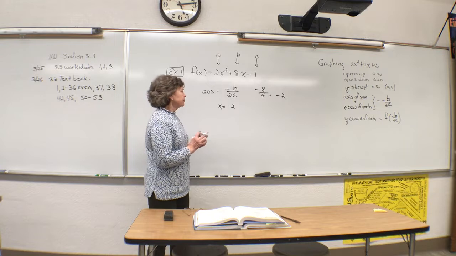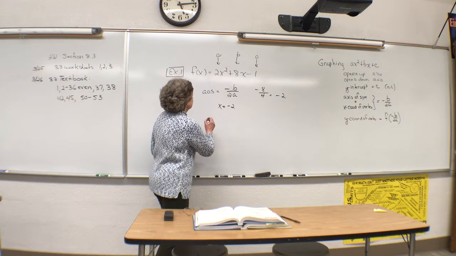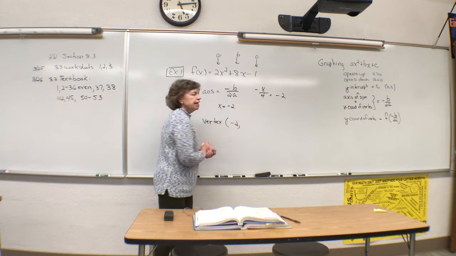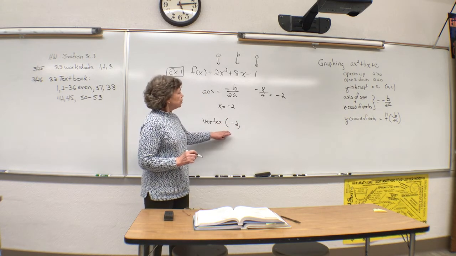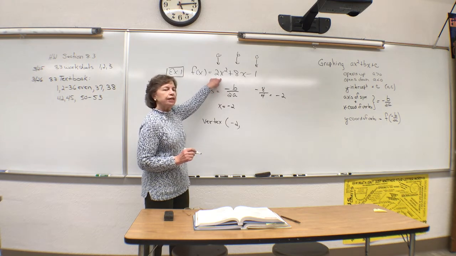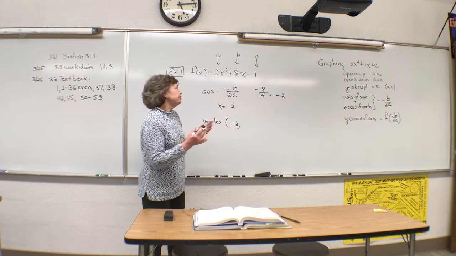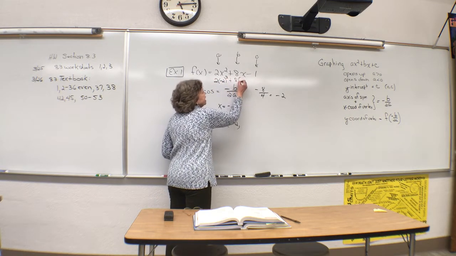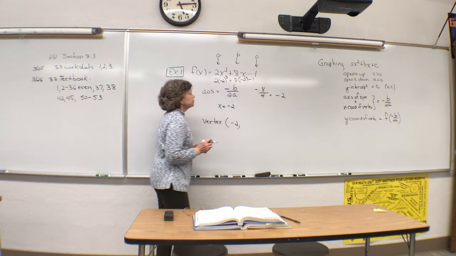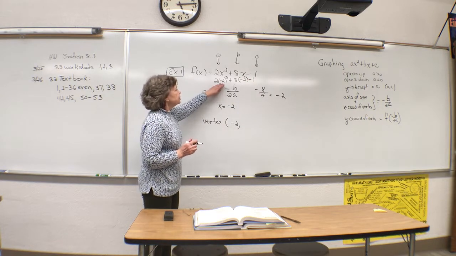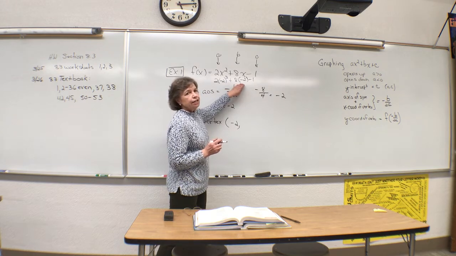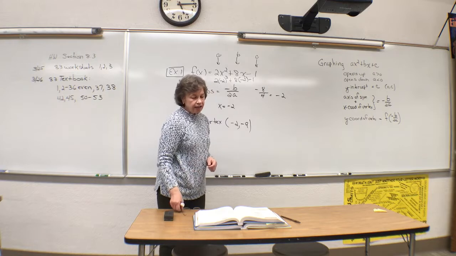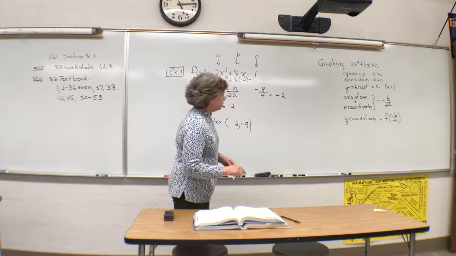Remember, that's a vertical line. For my vertex, we have just found the x-coordinate. To find the y-coordinate, we're going to replace x in our equation with negative 2 and find the value. So I have 2 times negative 2 squared plus 8 times negative 2 minus 1. So I have 4 times 2 is 8 minus 16, which is negative 8 minus 1. So at negative 2 comma negative 9, I have the rest of my vertex.